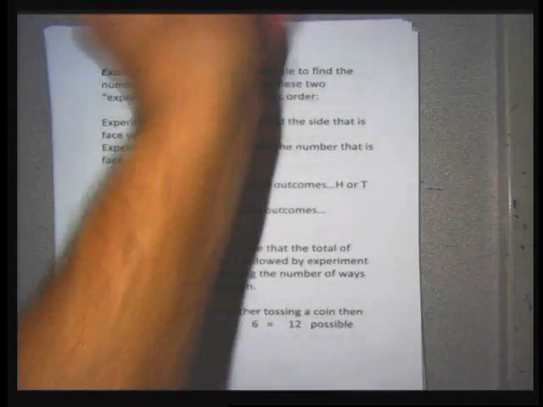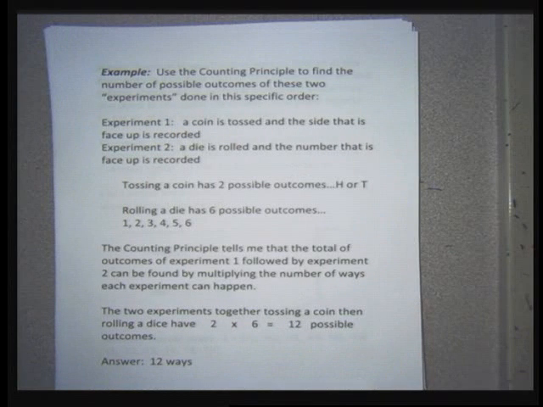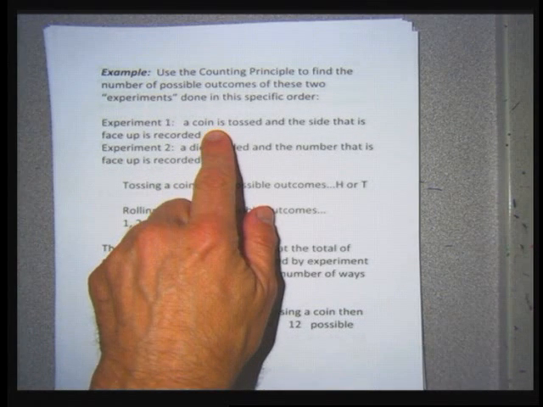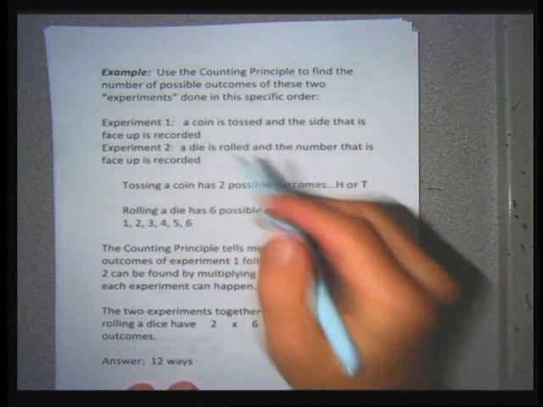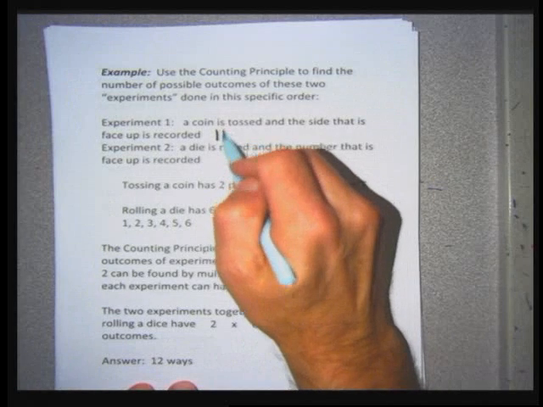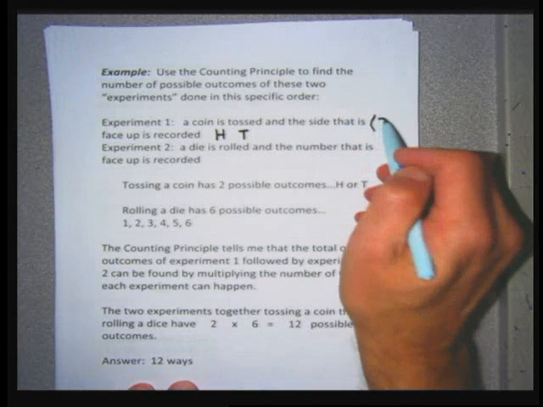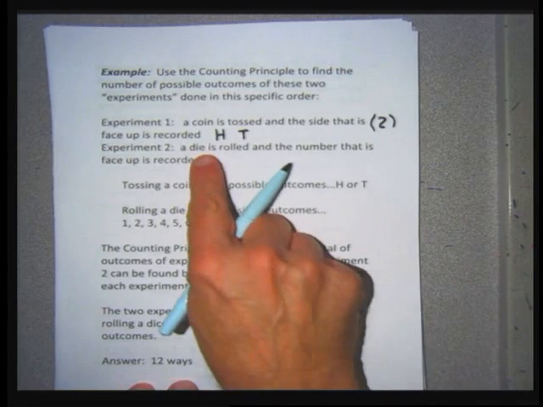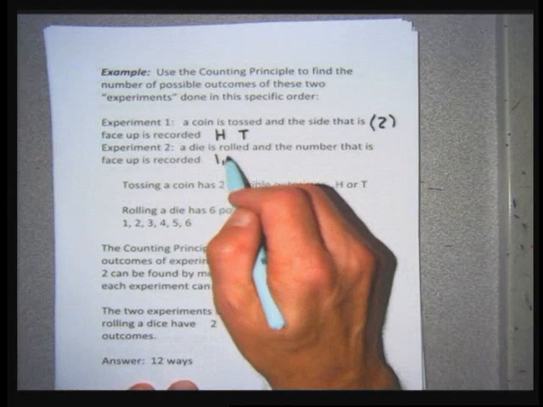And so this is the first application. Use the counting principle to find the number of possible experiments of these 2 experiments done in this order. Experiment 1, a coin is tossed and the side that is face up is recorded. So when a coin is tossed, there's 2 possible outcomes. A head could come up or a tail can come up. So experiment 1, there's 2 possible outcomes. Experiment 2, a single 6-sided dice is rolled, and the number that is face up is recorded.